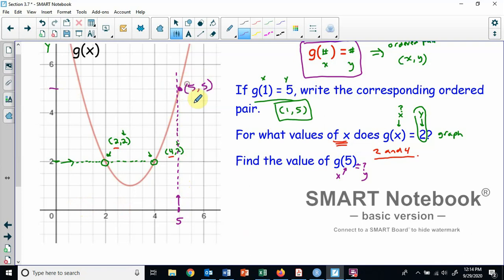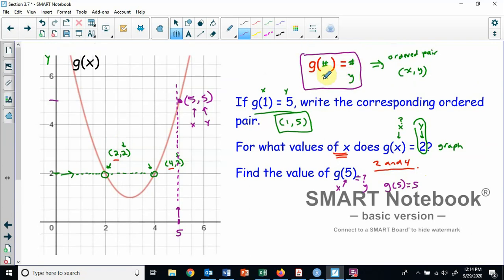So if the x value is 5, what is the y value? What is the output going to be? It's going to be 5. So g of 5 is equal to 5. So that's all we're doing is relating x and y values by using this fancy notation, this function notation. And it all comes from this understanding of thinking of it as inputs and outputs, x's and y's.